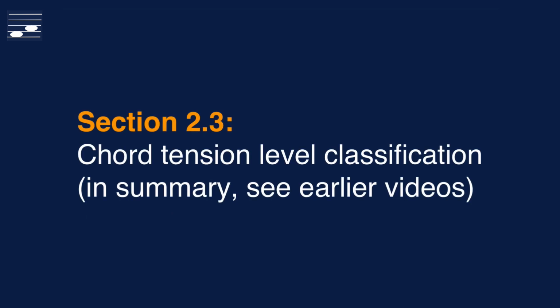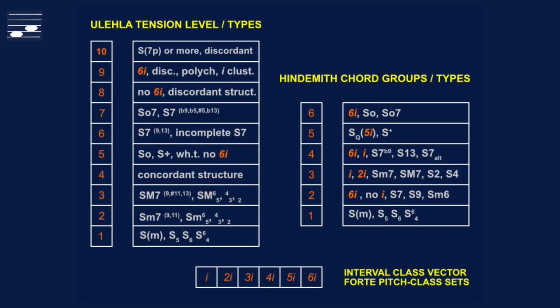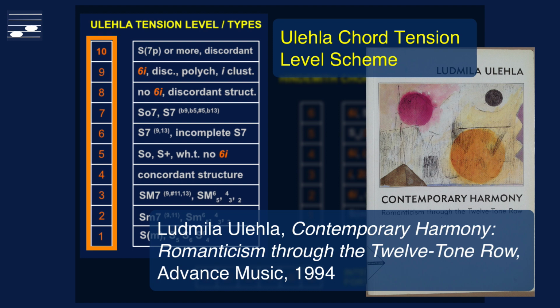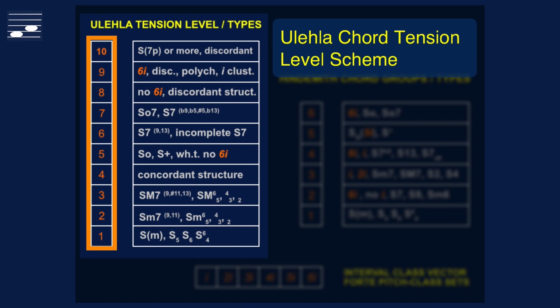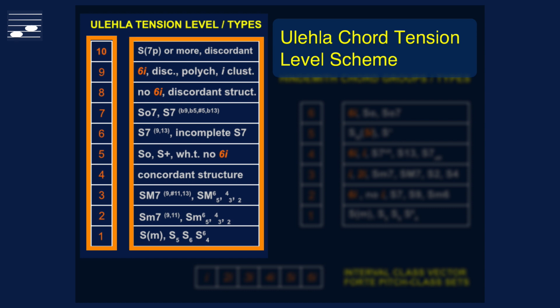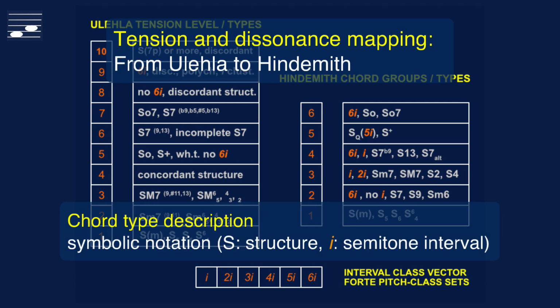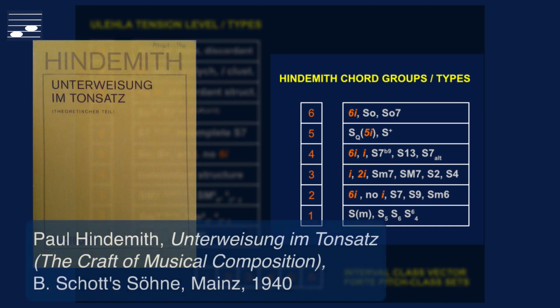This subsection is a summary of the essentials from a series of earlier video tutorials that discuss chord tension level classification. The diagram shows two tension level classification schemes with, on the left, the proposal by Ulehla, who discerns levels 1 to 9 for up to 6-part chord structures, with the highest tension level at the top. These are chords containing tritone intervals 6i and sharp dissonances in a specific voicing. In my earlier video I demonstrated mapping these 9 levels onto the 6 Hindemith chord groups on the right.